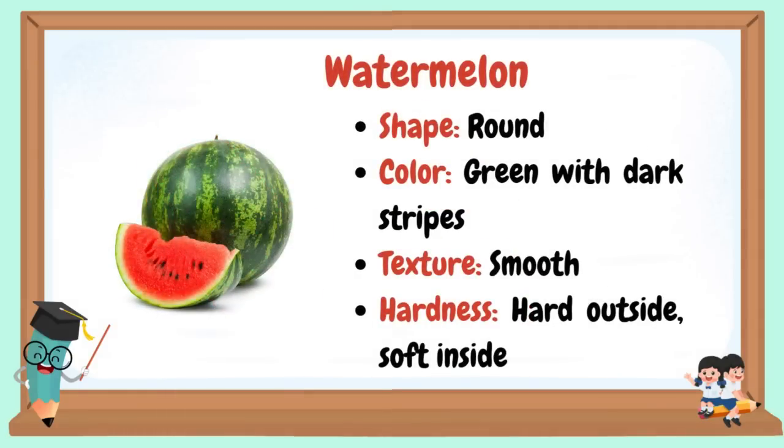Watermelon. Shape, round. Color, green with dark stripes. Texture, smooth. Hardness, hard outside, soft inside.